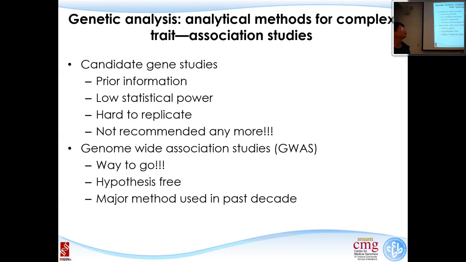But for those studies, the sample size is usually very small, so the statistical power is very low, and it's very hard to replicate. Actually, several consortia and study groups say these candidate genes are not recommended, and if you really want to publish a paper in a high-ranking journal, don't do it.